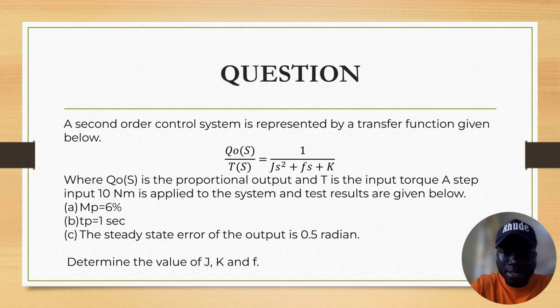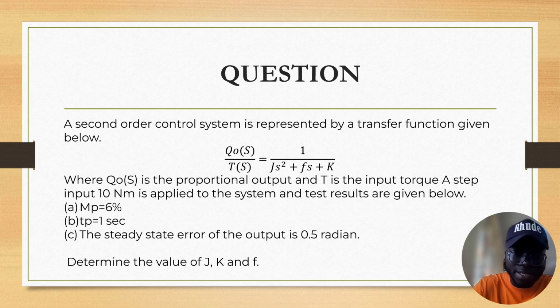The problem states that a step input torque of 10 Nm is applied to the system. When a step input is applied to a second order system, we can analyze its behavior using time response characteristics. Three important response characteristics are given, A, B, C. We have the maximum overshoot, Mp, given as 6%. We have the peak time, Tp, which is 1 second.